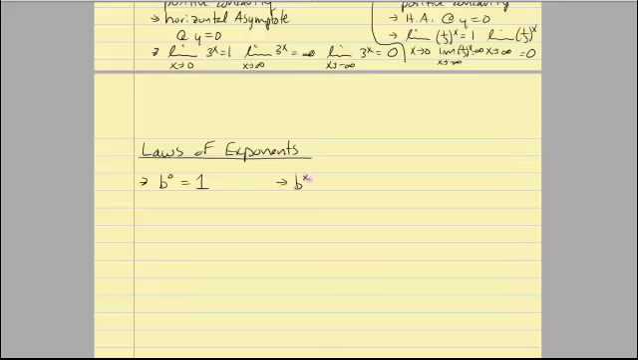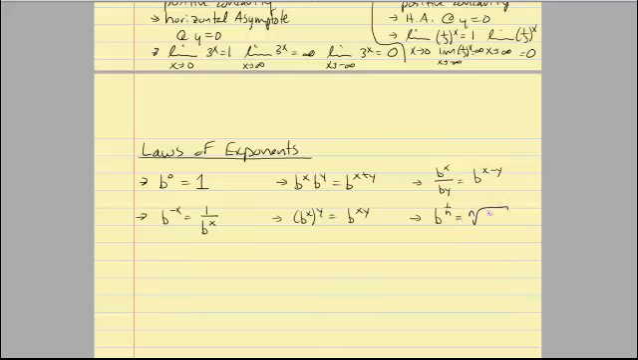We also have multiplying like bases. If you multiply like bases, you add the exponents. If you divide like bases, you subtract the exponents. And of course we know about reciprocating as well. b to the negative x is equal to 1 over b to the x. If we raise a power to a power, b to the x quantity to the y, you multiply the powers. And this one is not really a law, it's just remembering how to rewrite this. If I have b to the 1 over n, that means I have the nth root of b.